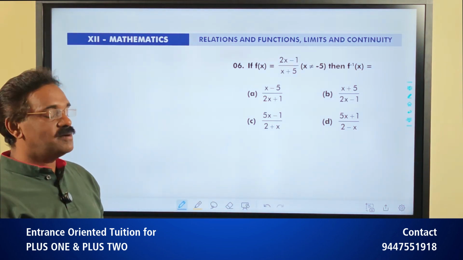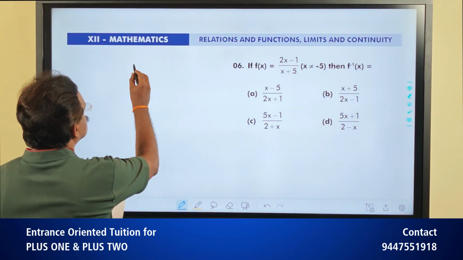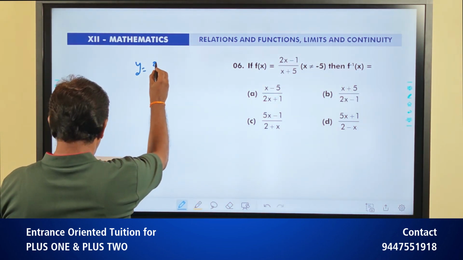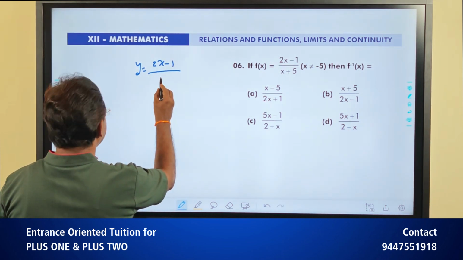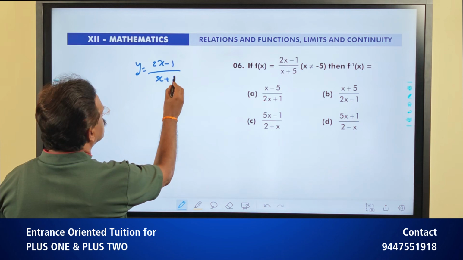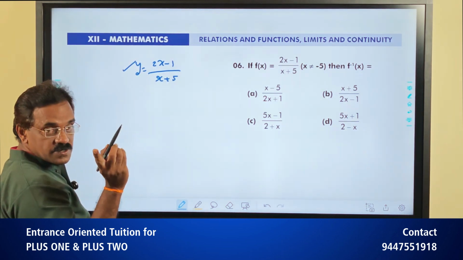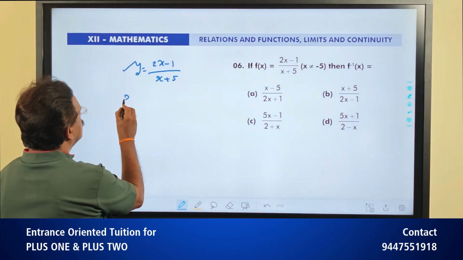There is a technique. Please listen there. Start with the y. So y equal to 2x minus 1 by x plus 5. Now what to do? So remember, start with the y, okay? Not this particular point. Now cross multiply it.